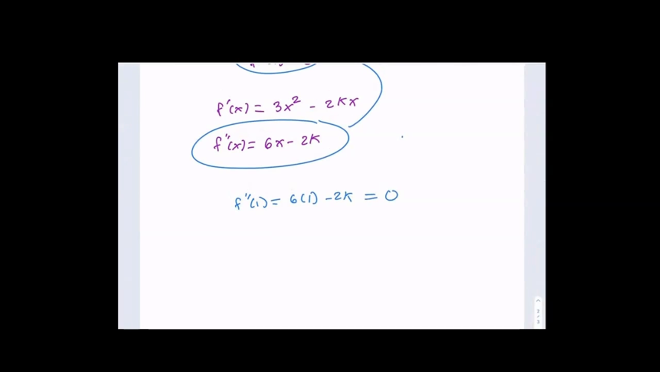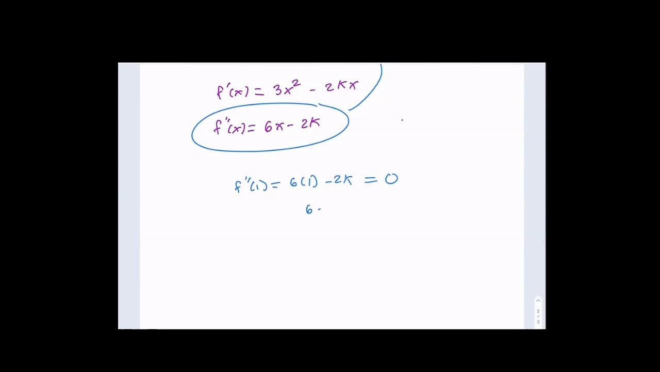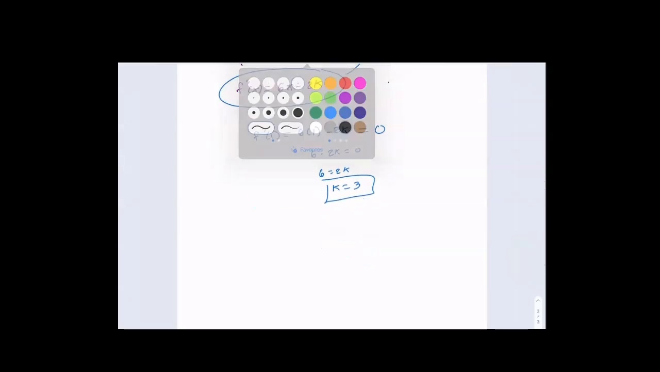It's not really a big deal if you set it equal to 0 with the x and then plug in the 1. The idea, though, is that when I plug in x equals 1 into the second derivative, the output will be 0. 6 minus 2k equals 0. 6 equals 2k, so k equals 3. That's it for that type of problem right there.